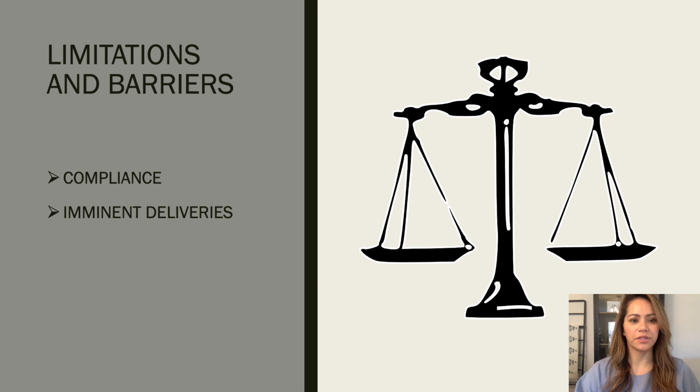Limitations and barriers. The two most prominent limitations and barriers would be compliance and imminent deliveries. For example, patients that come to us with complicated obstetrical challenges, nurses have really little time to execute this intervention when delivery is imminent because the patient is urgently transferred to labor and delivery.